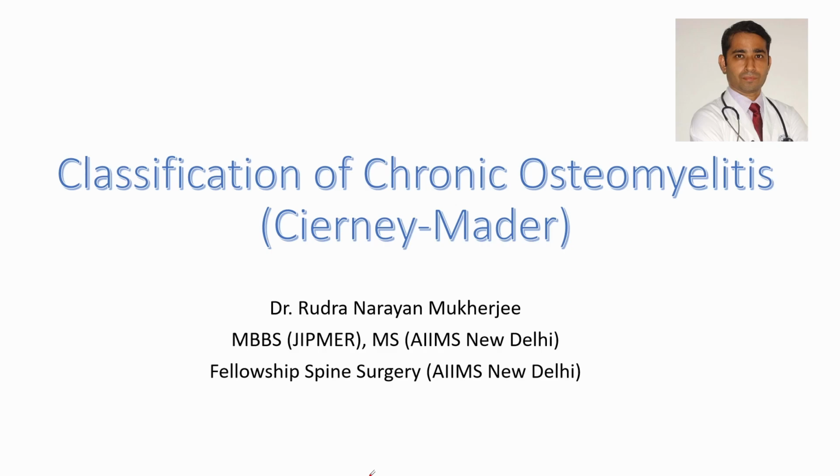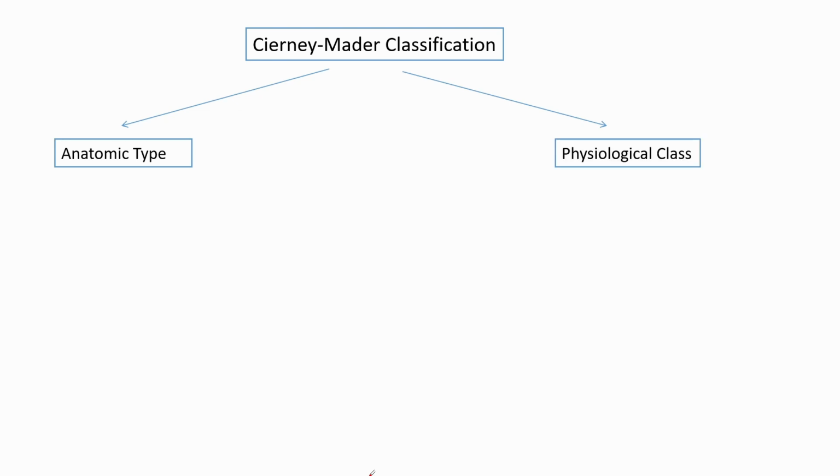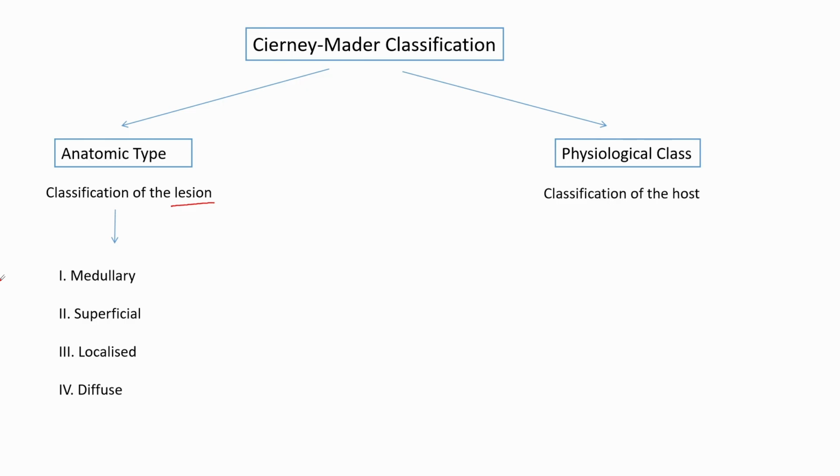Classification of chronic osteomyelitis. The classification used for chronic osteomyelitis is the Cierney-Mader classification and has the following two criteria. The first is the anatomic type and the second is the physiological class. The anatomic type is a classification of the lesion and is further divided into four subtypes known as medullary, superficial, localized, and diffuse.